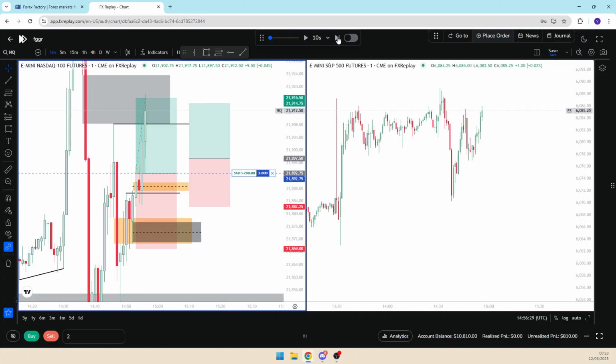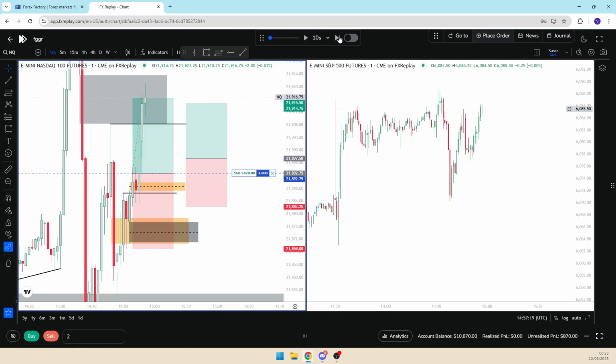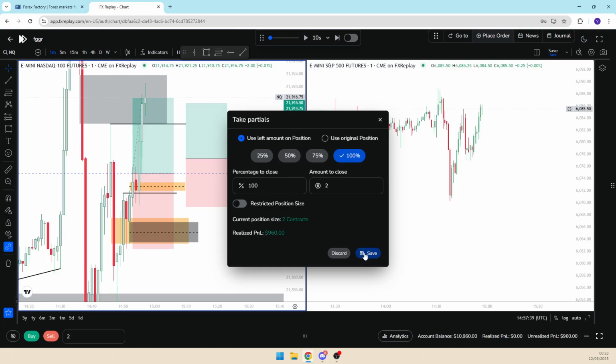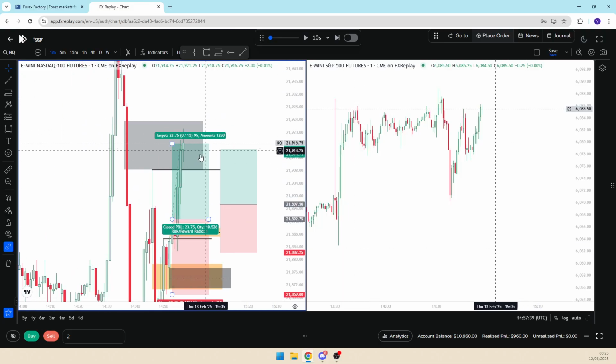Displacement is happening. Okay, so let's see. So one-to-one got hit. Let me see if you can get it. Okay, that's good. So one-to-one got hit. So this was the safest way to get in and out.